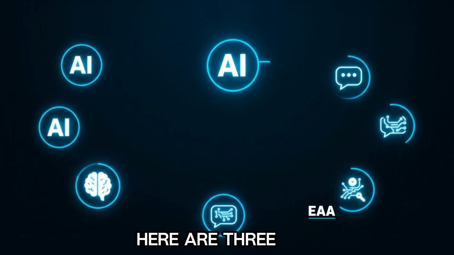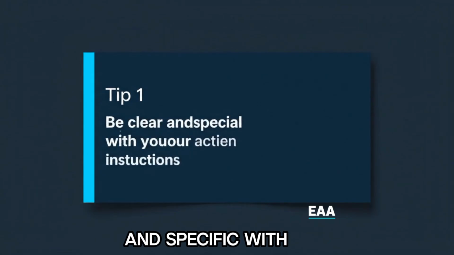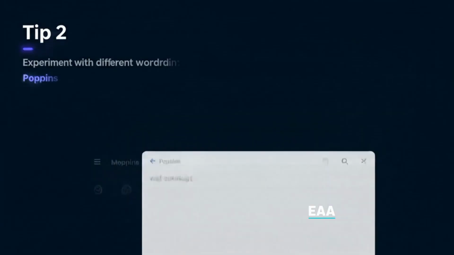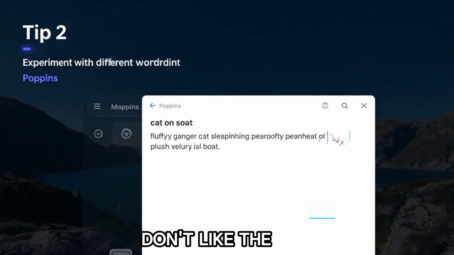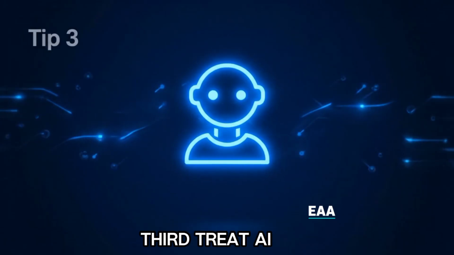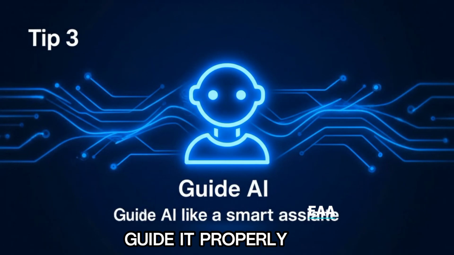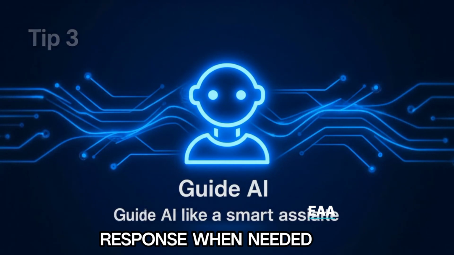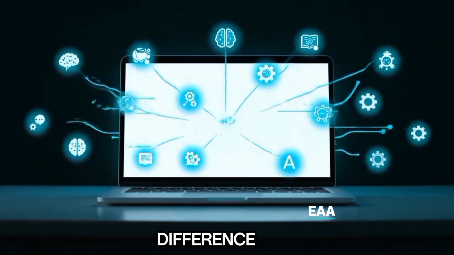Here are 3 quick beginner tips to get better results with Gemini. First, be clear and specific with your instructions. Second, experiment with different wording if you don't like the first result. Third, treat AI like a smart assistant. Guide it properly and refine the response when needed. These small adjustments make a big difference.